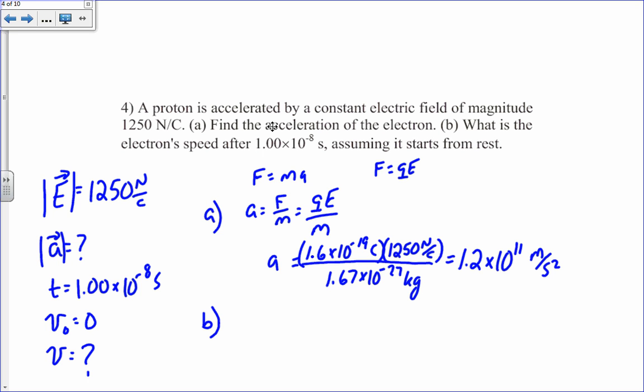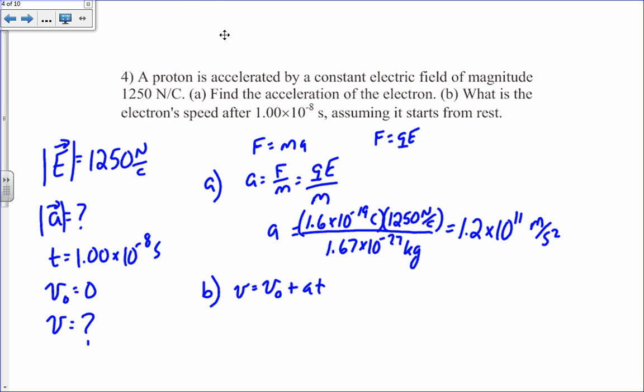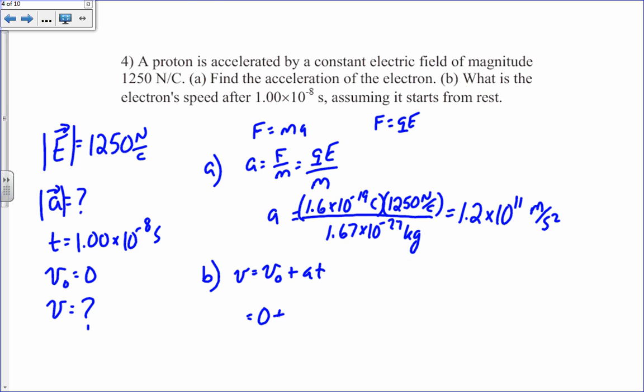So now I need to know the final velocity. I need to remember back our kinematics. V equals V naught plus AT. It's equal to 0 plus the acceleration, and then the time is 1 times 10 to the minus 8 seconds. And so for part B, that gives me 1,200 meters per second.